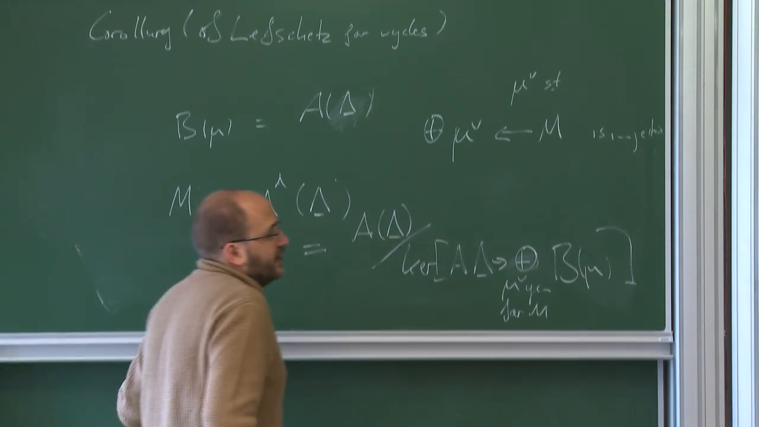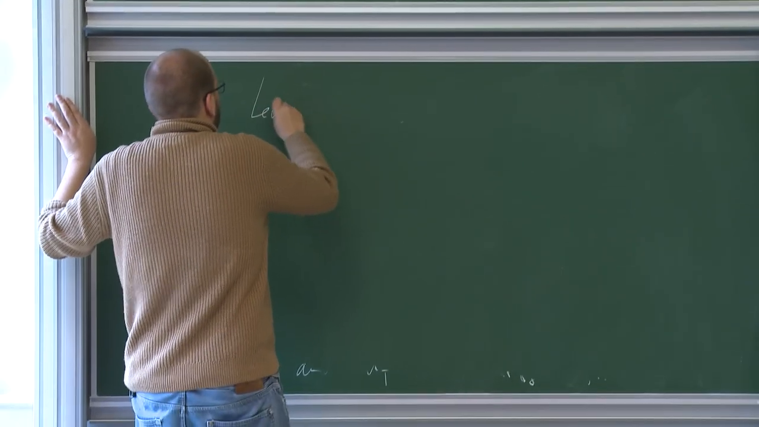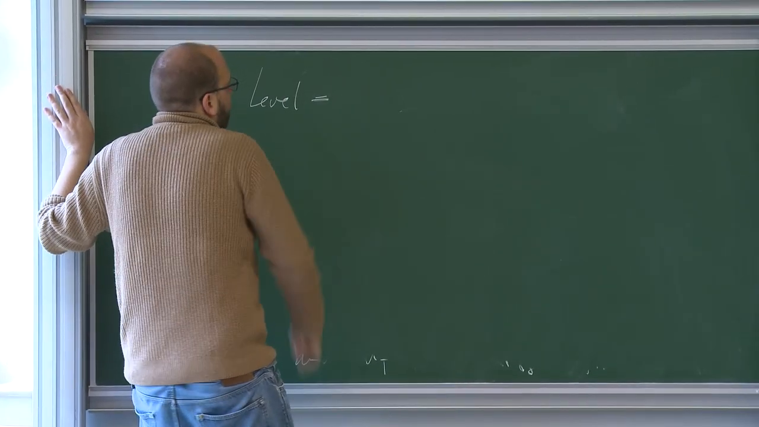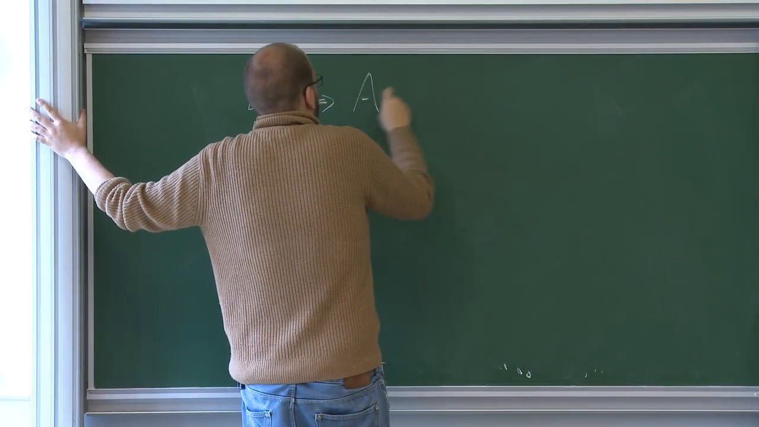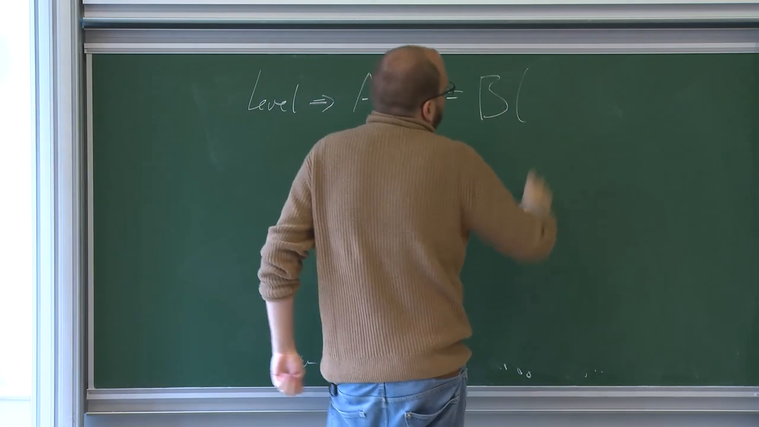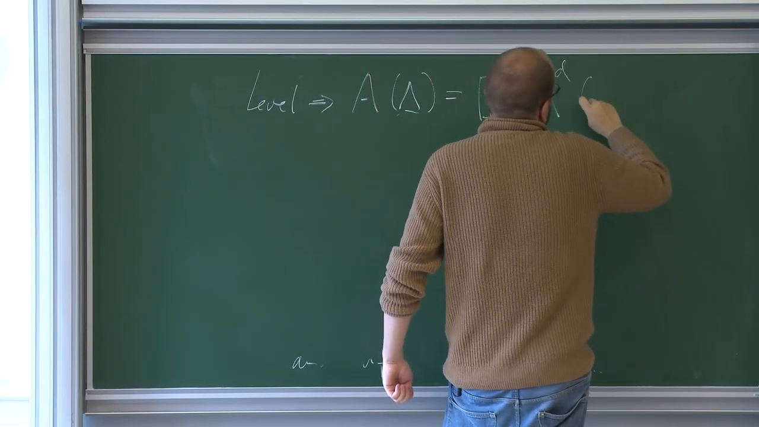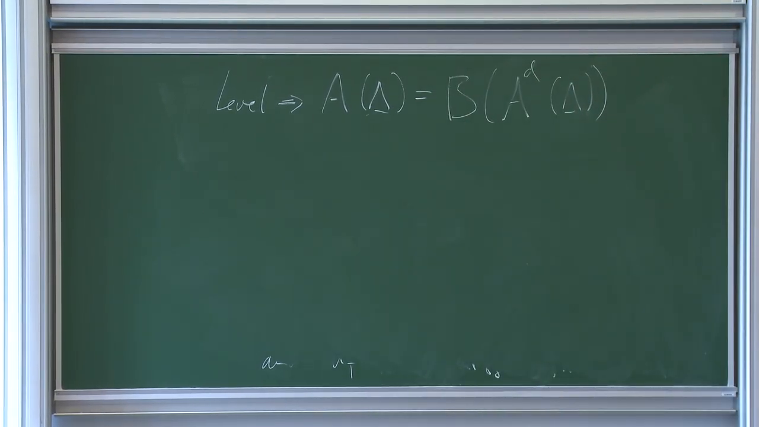And then what does level mean? Level means that A of delta is the same as B of the top degree A^d of delta.